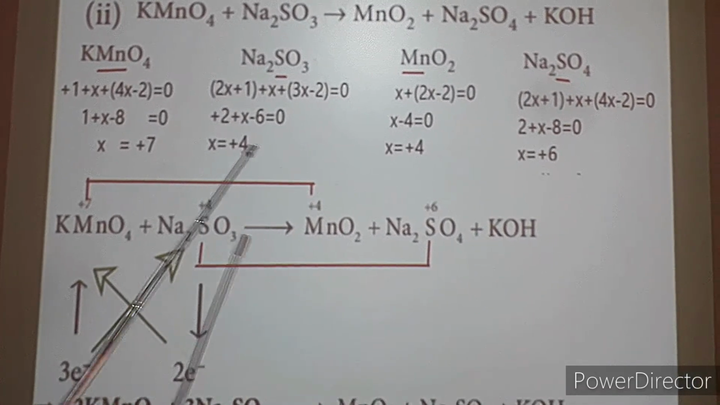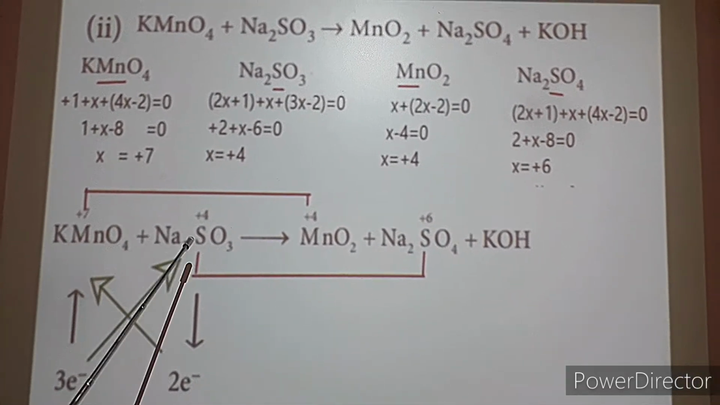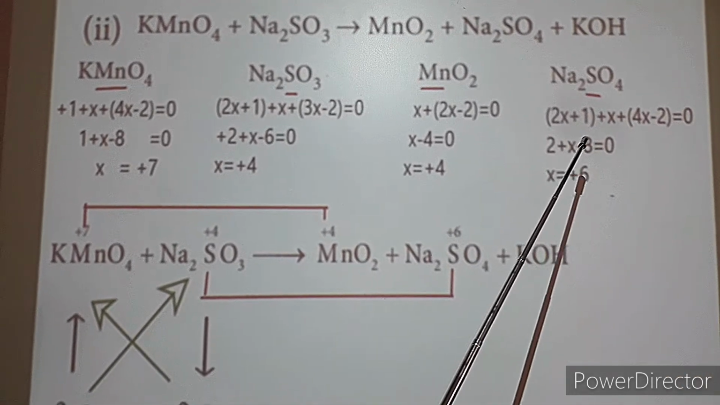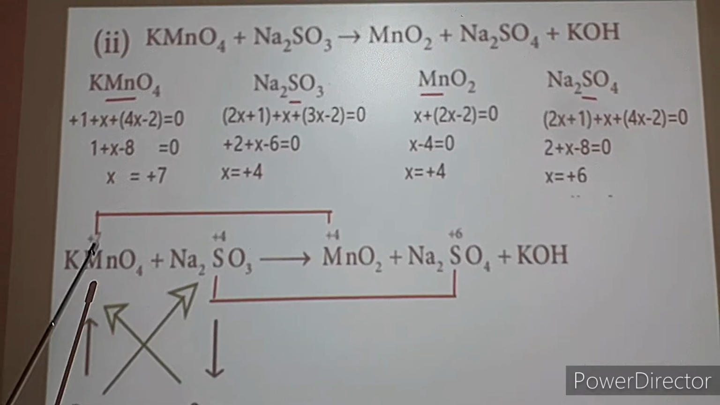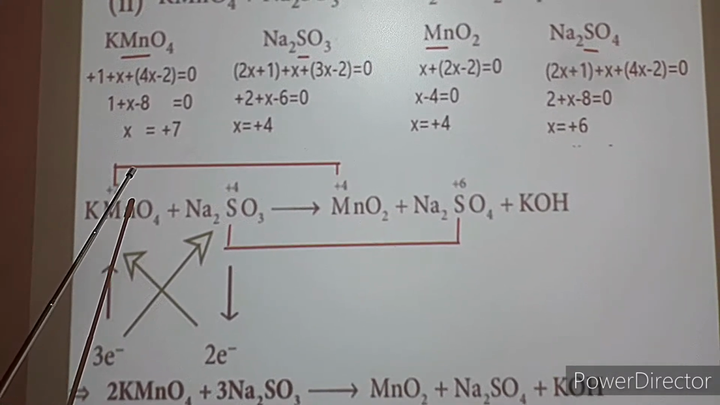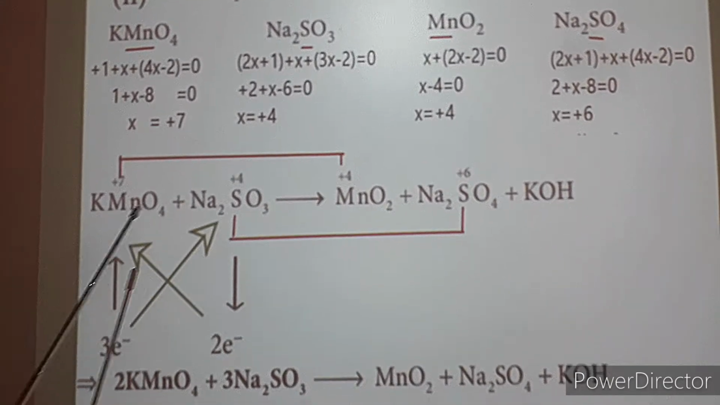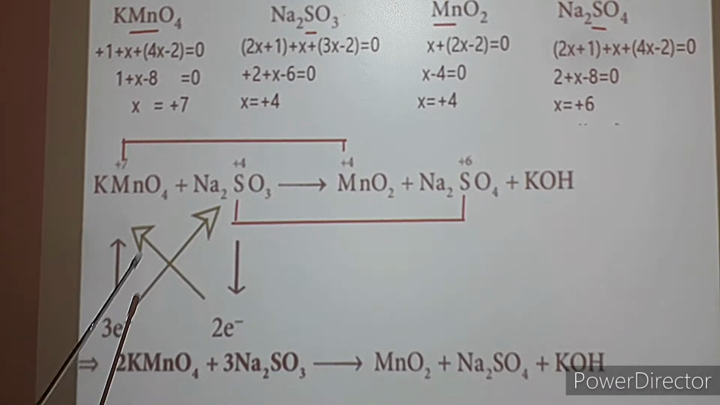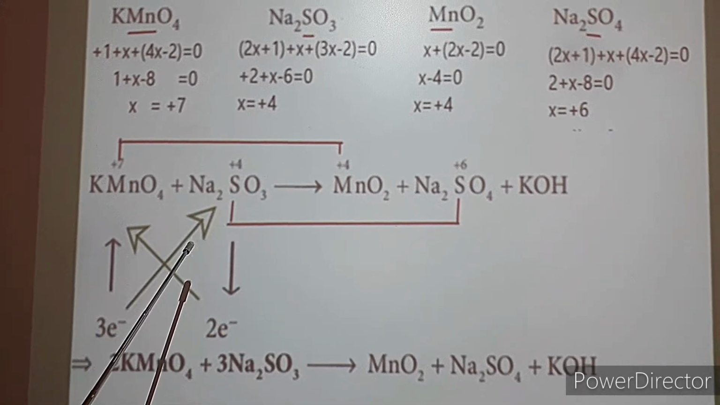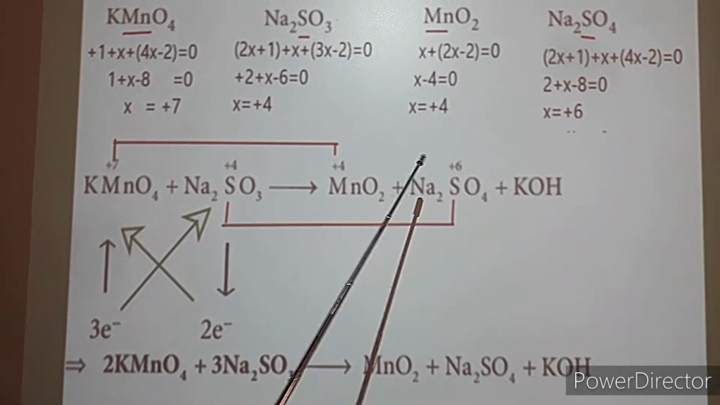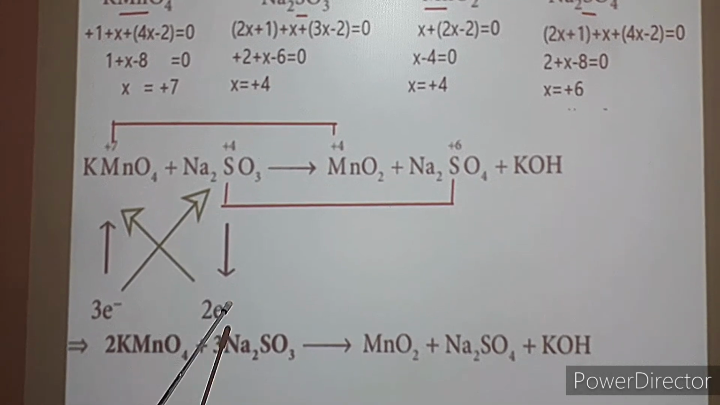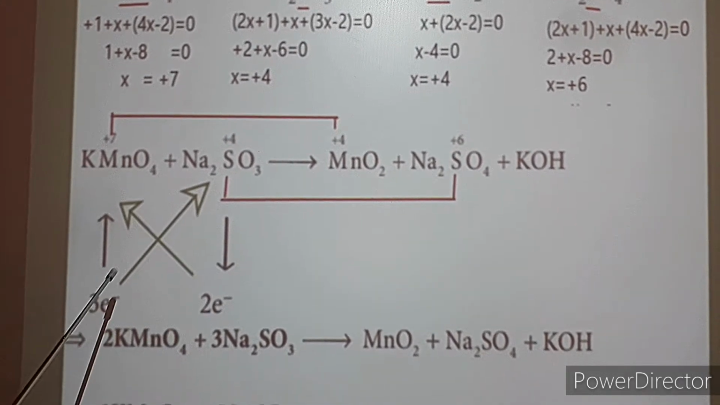Now put the oxidation numbers: manganese plus 7, and sulfur plus 4, and manganese plus 4, and here sulfur is plus 6. Then you see that manganese plus 7 to plus 4 means it is gaining 3 electrons, so that its oxidation number is reduced. Then here plus 4 to plus 6 means it lost electrons. How many electrons lost? 2 electrons. Now the crisscross method we are going to apply here.